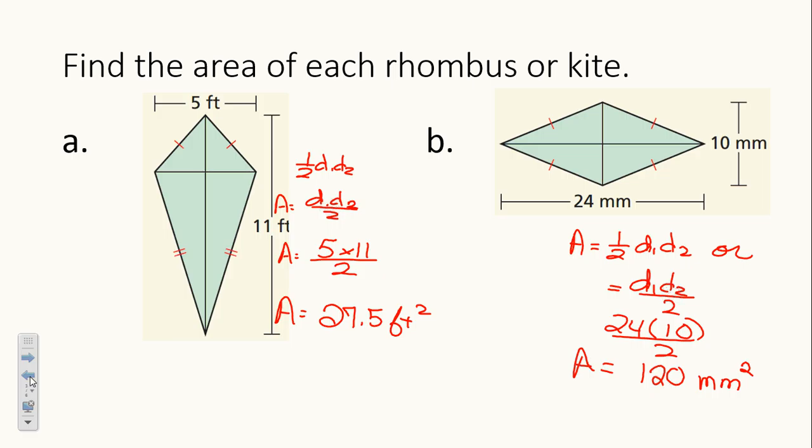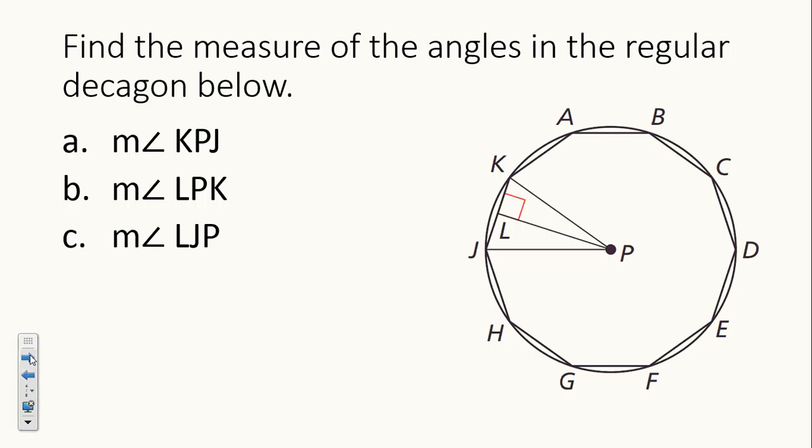Okay? So our next example says, find the measure of the angles in the regular decagon below. Decagon has how many sides? 10 sides, n equals 10. The first angle they're asking us for is angle KPJ. K to P to J is the central angle right here. So, what can we do to find the measure of the central angle? Take our 360 divided by n, right? 360 divided by 10 is how much? 36. That's this big angle right here. Each of these central angles is 36 degrees.